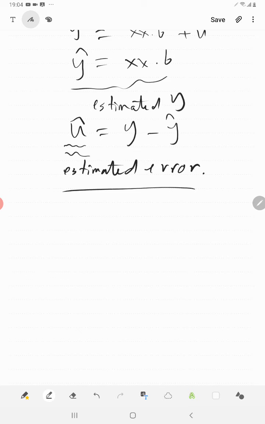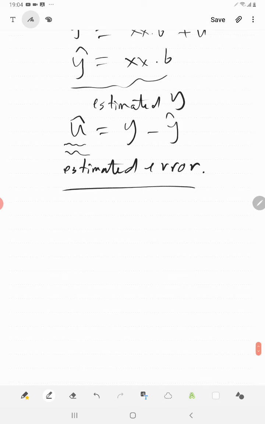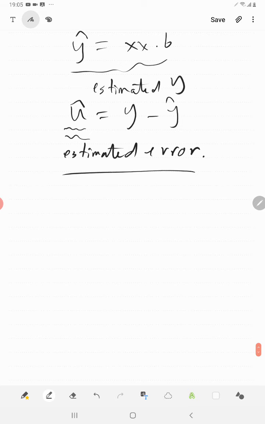This is actually the estimated errors. We can calculate the variance over u hat. It is 0.315. That's the variance of the error of the estimator. If we calculate the mean, it should be 0. The mean over u hat is almost 0. It is 10 to the power minus 12.